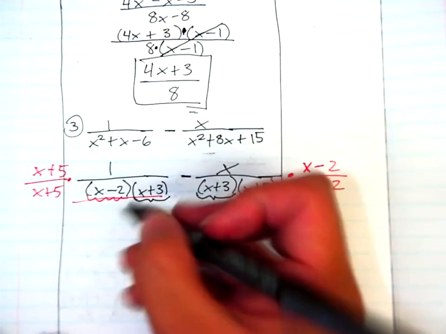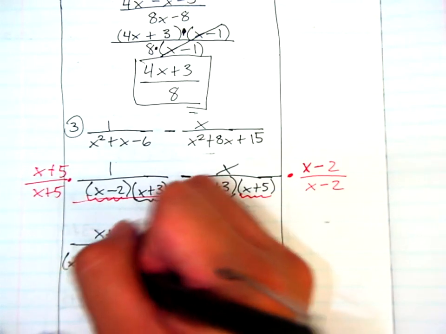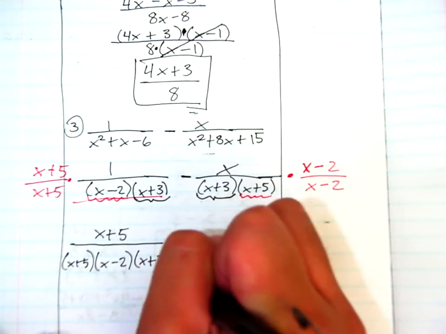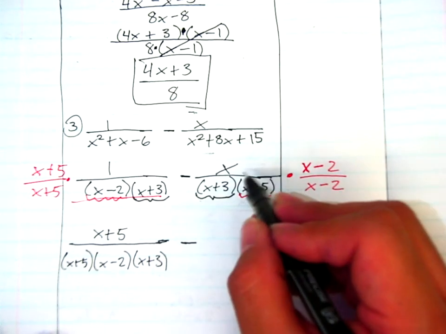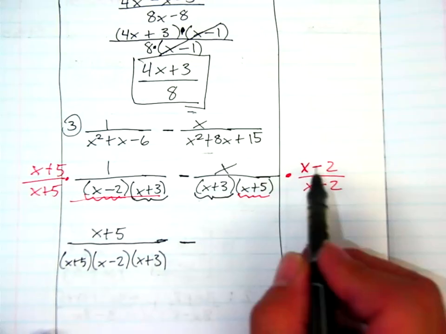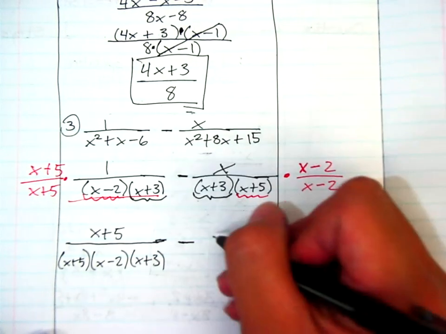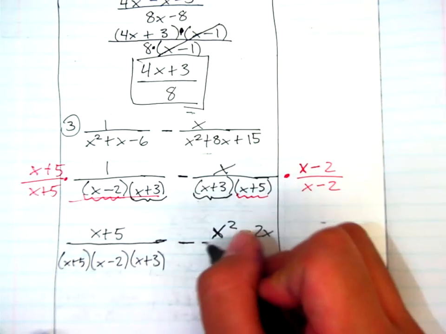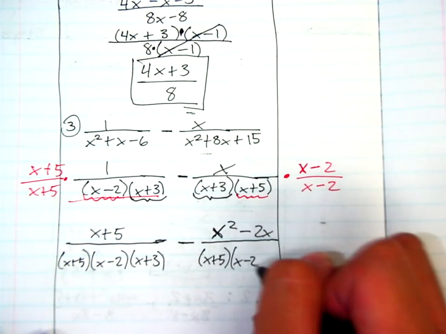Here I have 1 times x plus 5, that's going to be x plus 5, all over x plus 5, x minus 2, x plus 3, minus, over here we have x. We're just going to go ahead and distribute just to cut down the number of steps we have. We have the x here and the x minus 2. I'm going to distribute that x into x and negative 2. So I get x squared minus 2x all over, again, x plus 5, x minus 2, x plus 3.